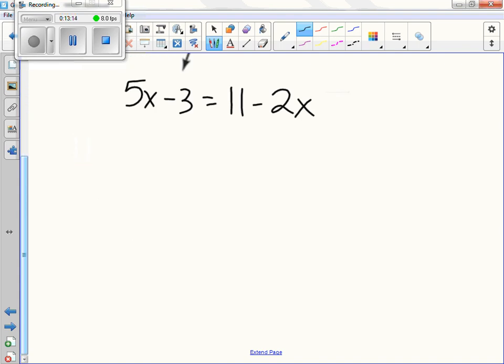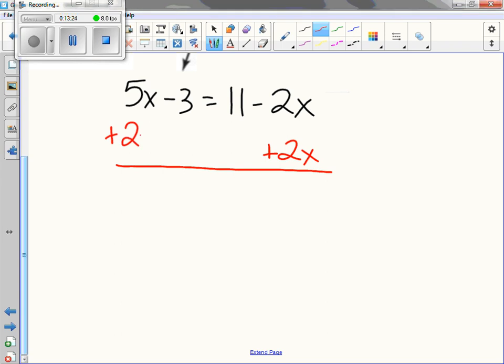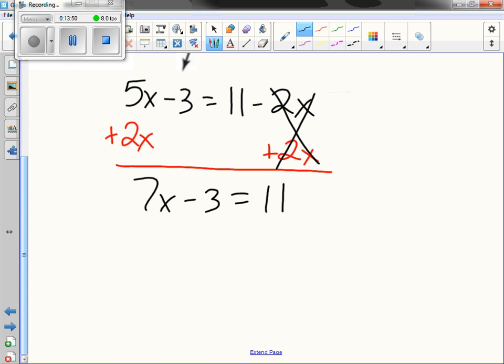Now the first thing we need to do is get the x's on the same side of the equal sign. We need to get them together. So here, I'm going to add 2x. The reason I add 2x is I'm trying to keep the variables positive if I can. So these two cancel out because negative 2x plus 2x is 0. Over here we have 5x plus 2x, which is 7x minus 3, equal to 11.